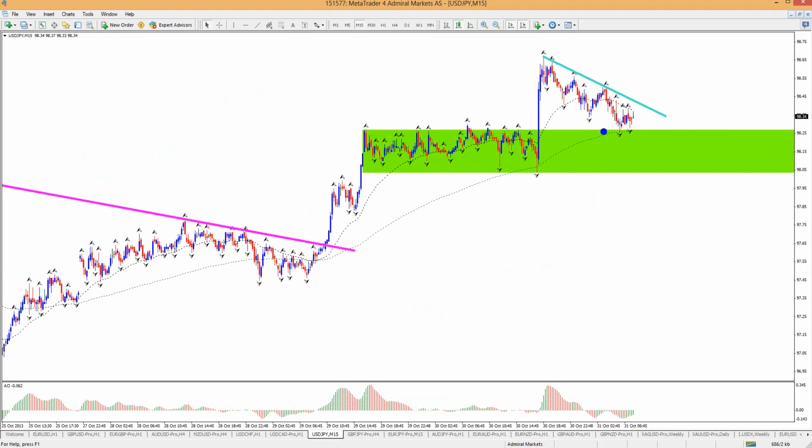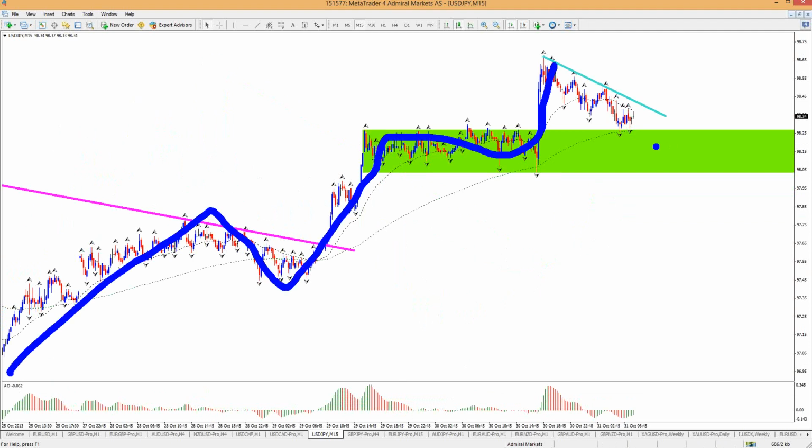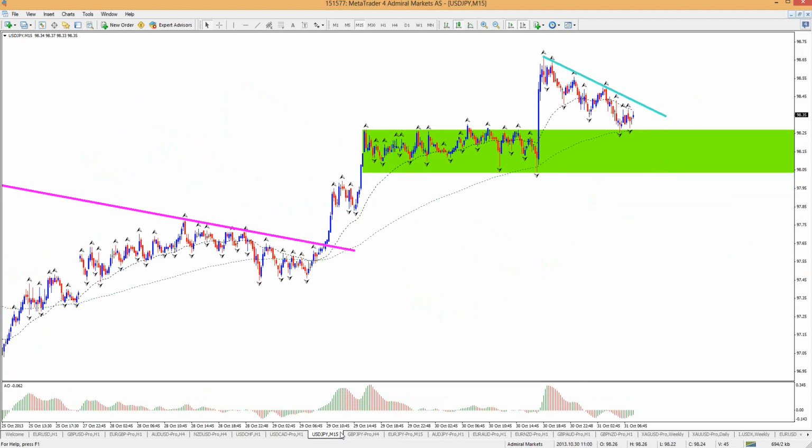So let's see. Definitely 5 waves. It seems that 5 waves have been completed. It could be completed. So we'll have to see if we get a continuation, an extension maybe, or a big correction. Let's move on.